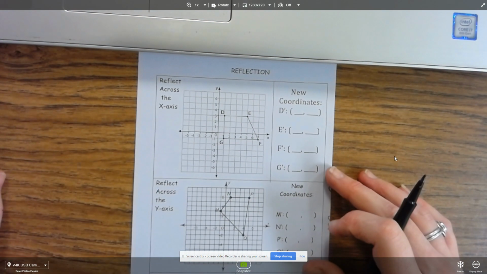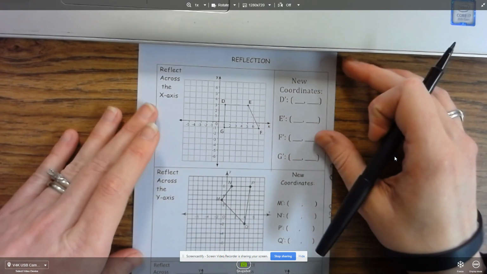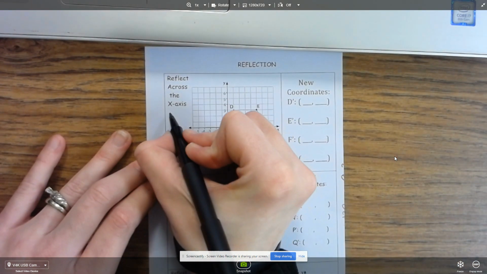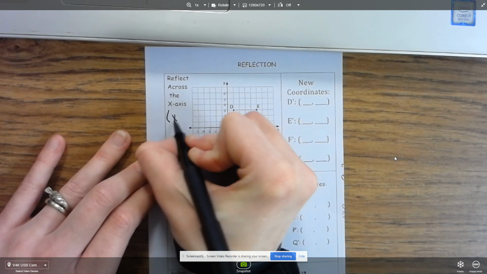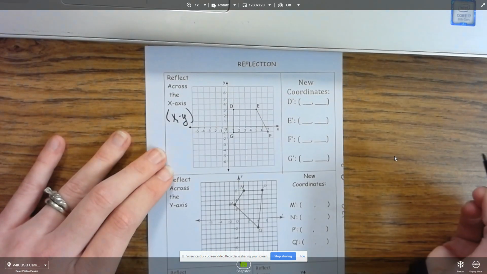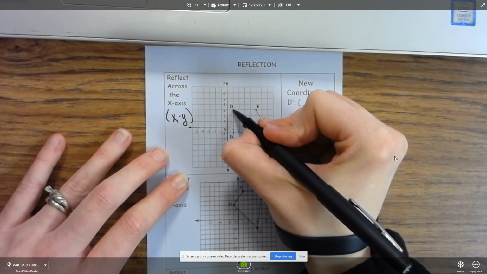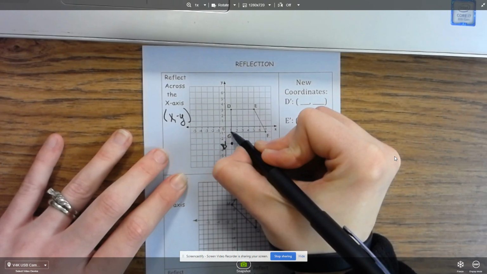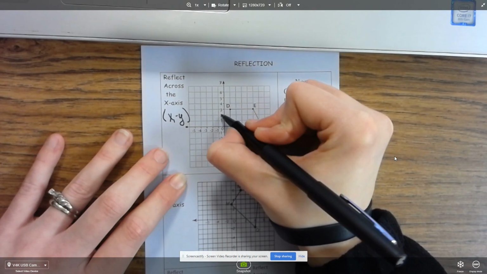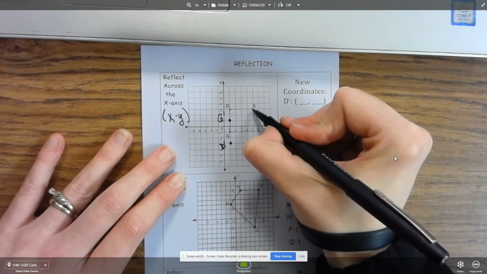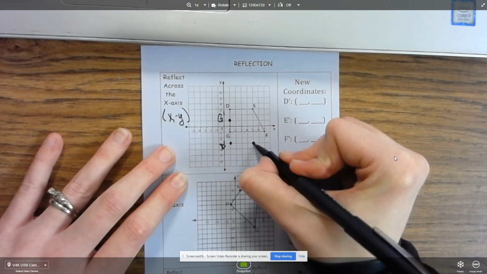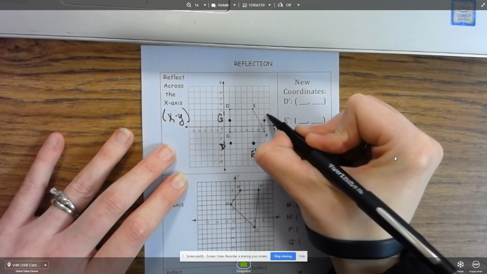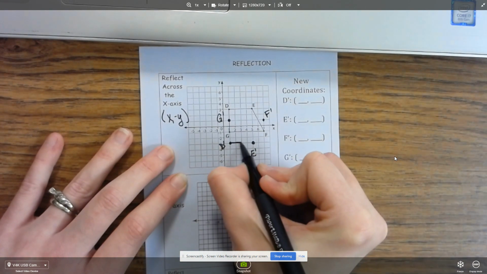It's the same thing. You're just going to write the new coordinates. So across the X means the Y is going to change. So you make the Y negative. So here it's at 3. So it would be at -3. Here it's at -1. So it would be at +1. Here it's at -3. So it would be at +3. And here it's at -1. So it would be at +1.